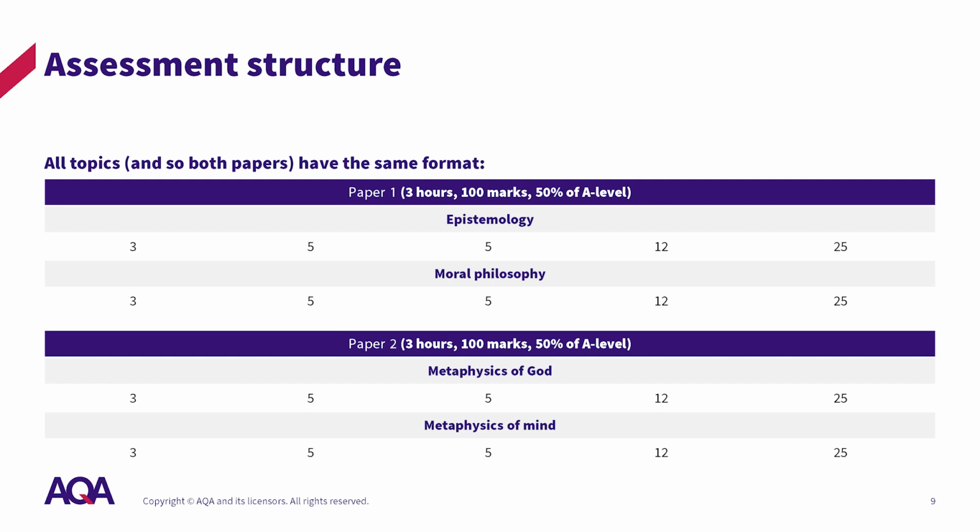However, first it's good to look at the paper holistically. Both philosophy papers, so that's paper 1 focusing on epistemology and moral philosophy, and paper 2 focusing on the metaphysics of God and the metaphysics of mind, follow an identical structure, whereby the number of questions and marks progress in an identical manner. Each paper begins with a 3-mark question, followed by the 2 5-mark questions, then the 12-marker, and finally the 25-mark essay question.